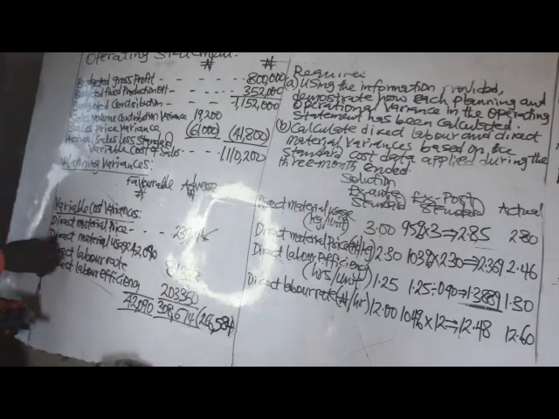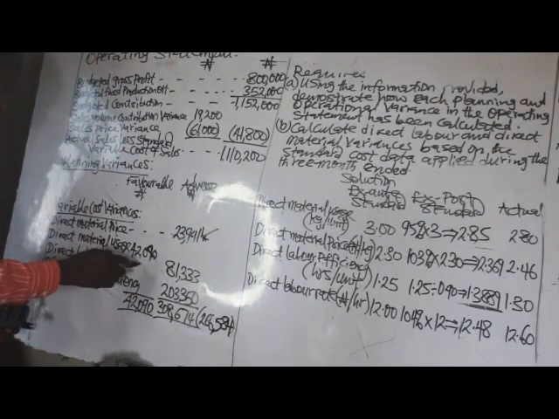Now, we want to compute direct material usage. How did they arrive at 42,090?